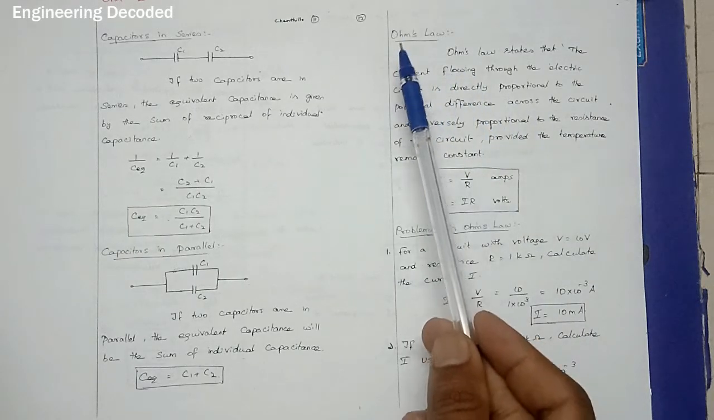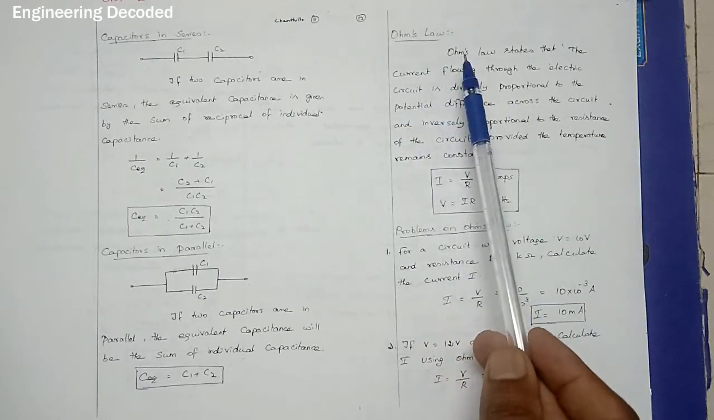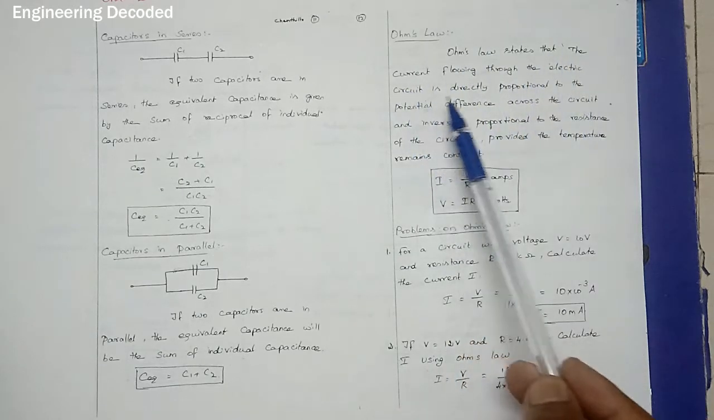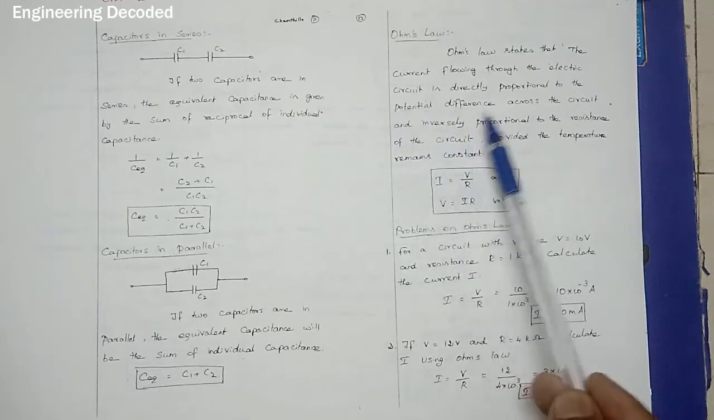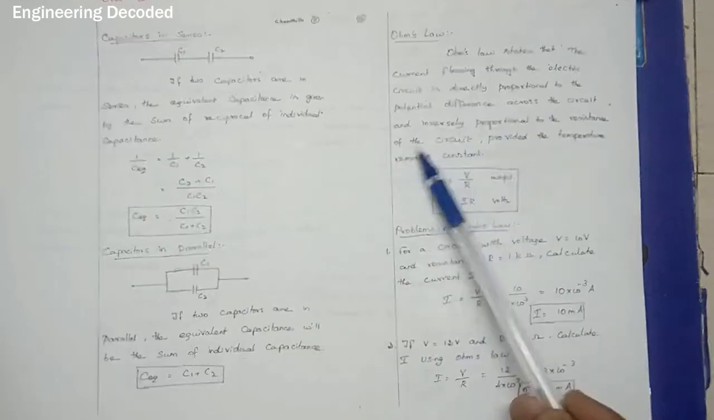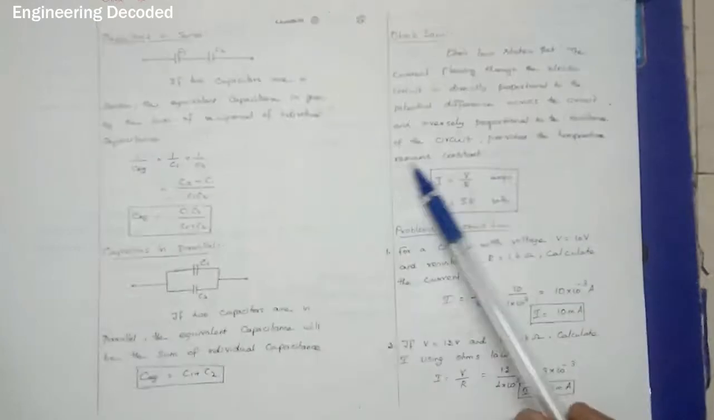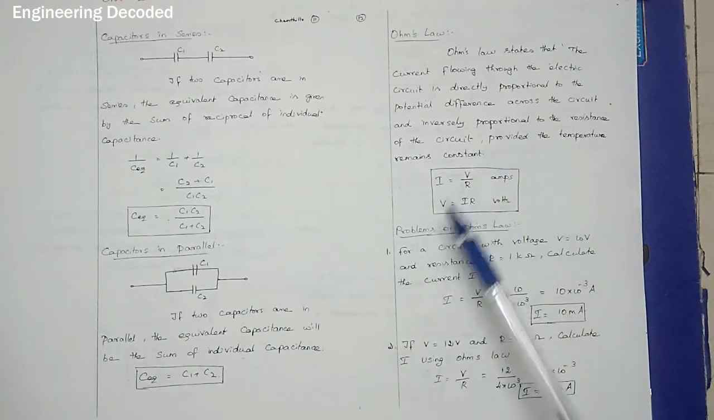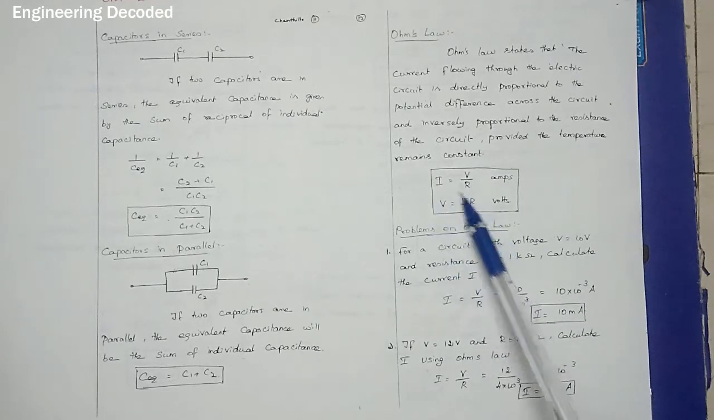Welcome again. So today we will be seeing about Ohm's law. Ohm's law states that the current flowing through the electric circuit is directly proportional to the potential difference across the circuit and is inversely proportional to the resistance of the circuit, provided the temperature remains the same or constant. So V equal to I into R, that is Ohm's law.